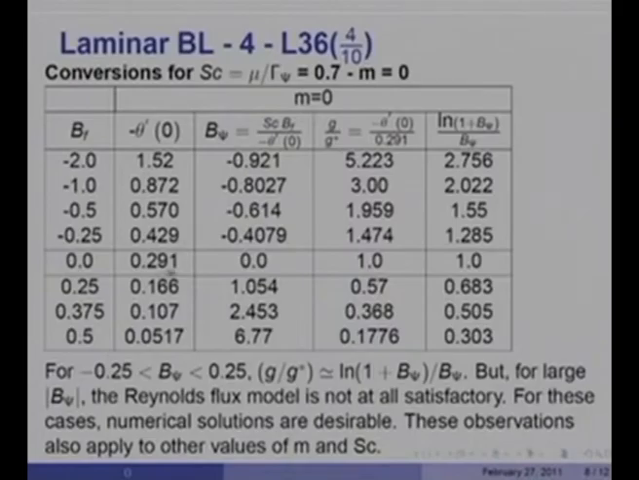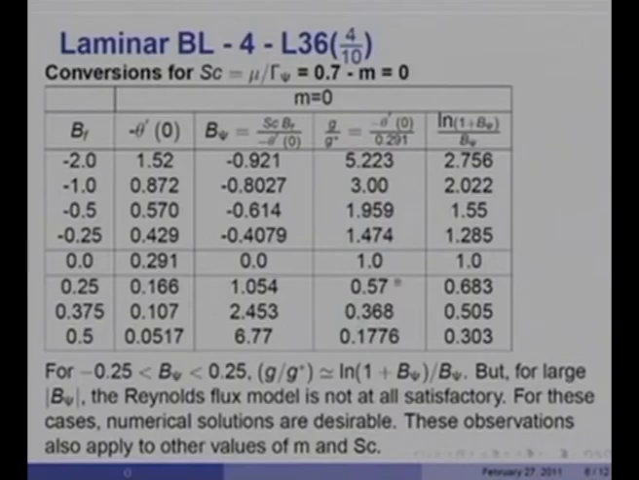Essentially, G star is 0.291. So, G over G star would be minus theta prime 0 divided by 0.291. This 5.223 is simply 1.52 divided by 0.291. 0.872 divided by 0.291 is 3.0, 0.57 by 0.291 is 1.959, and 0.429 divided by 0.291 is 1.474. Then likewise here 0.57, 0.368 and so on and so forth.